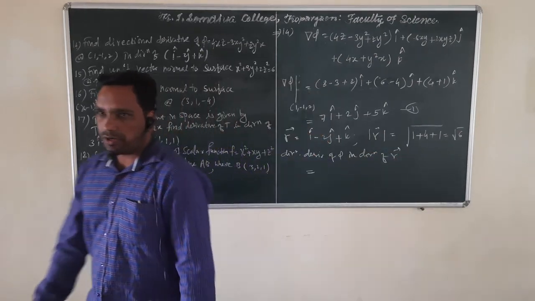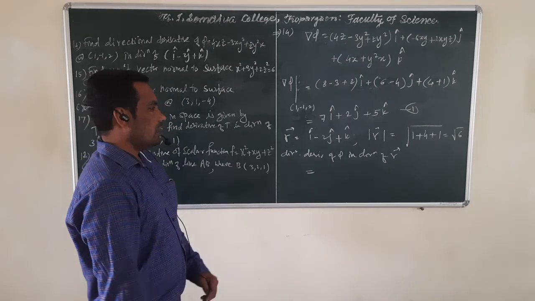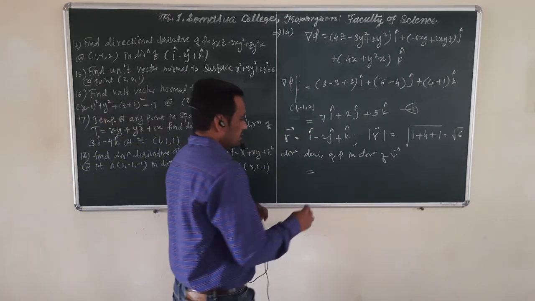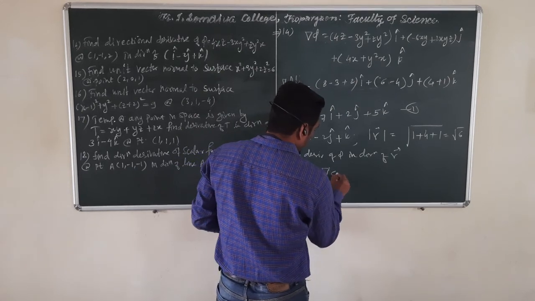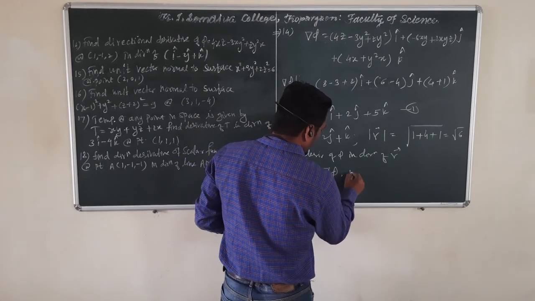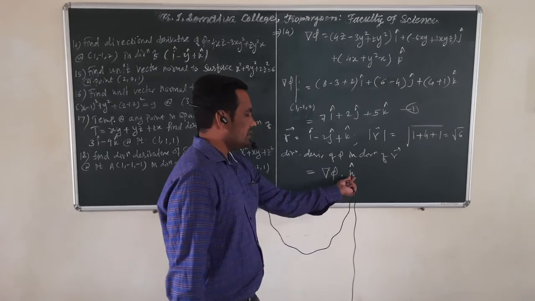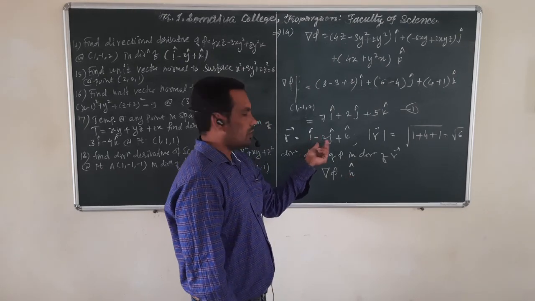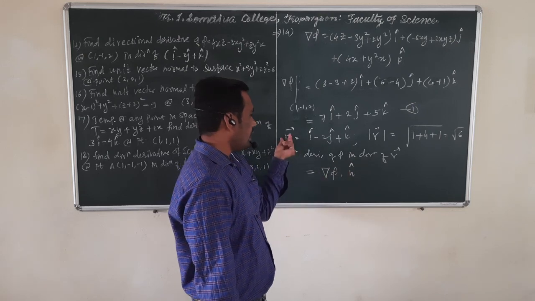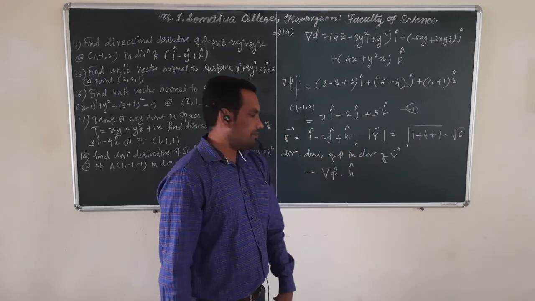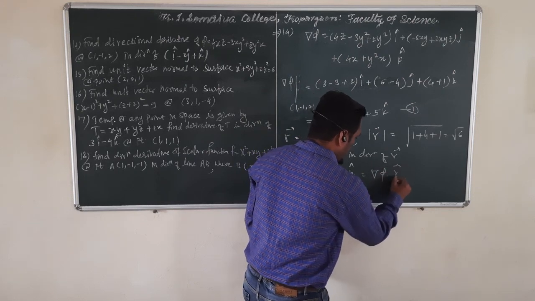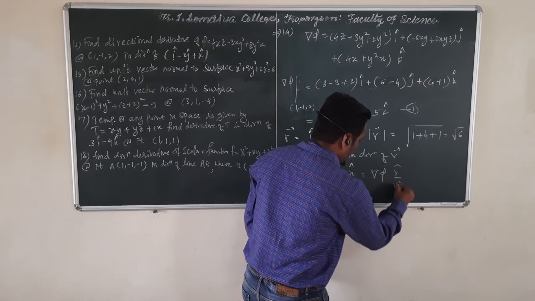Now this is a very important part. Remember how we find the directional derivative in the direction of vector r. That is nothing but the dot product of the gradient of phi with n cap, where n cap is the unit vector in this direction. That unit vector is found by vector r divided by the magnitude of vector r. So it is the gradient of phi dotted with vector r divided by the magnitude of r.